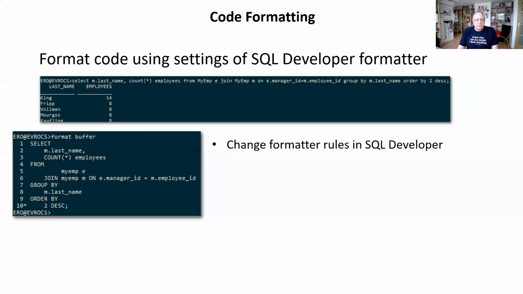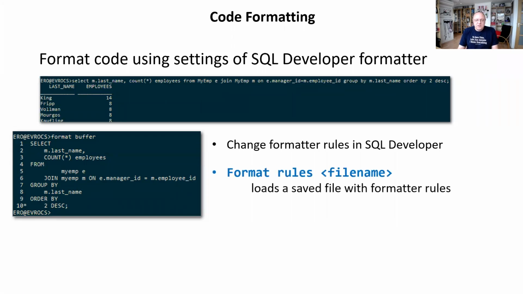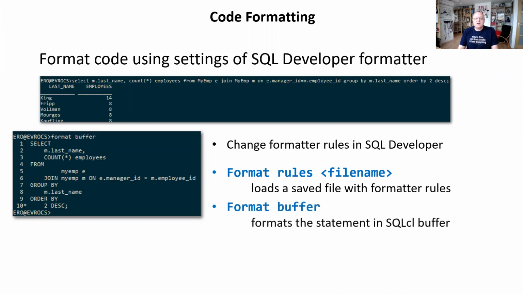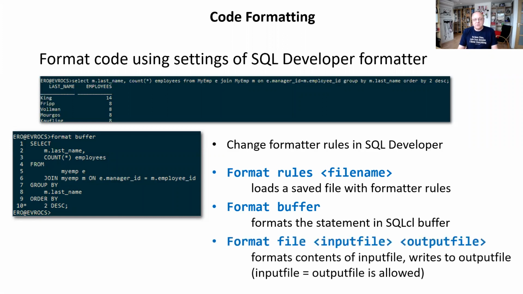You can change the formatter rules, but you have to do that in SQL Developer. You can use format rules file name to load any formatter rules file to use as the formatting rule. Format buffer is what we saw here, and then you format the buffer of the SQLcl. But you can also do format file, and then you can format a file on your file system and write the output to a different file.